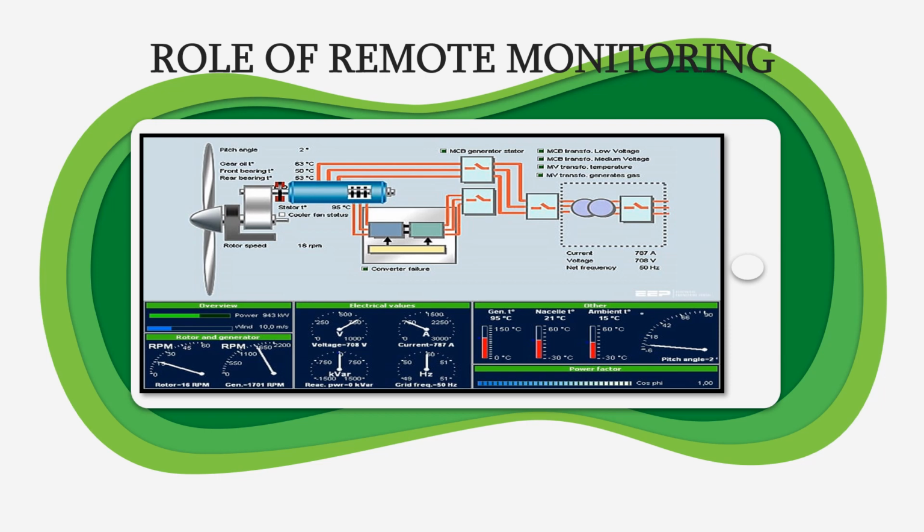Predictive maintenance can also use historical data to develop models that predict equipment failures and recommend maintenance actions before they occur. The benefits of remote monitoring and predictive maintenance in optimizing wind turbine performance are numerous.